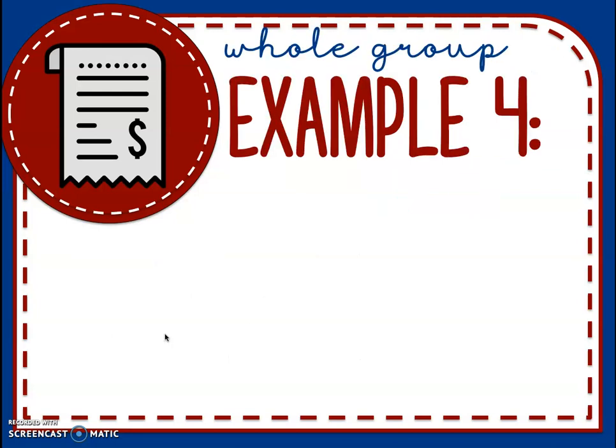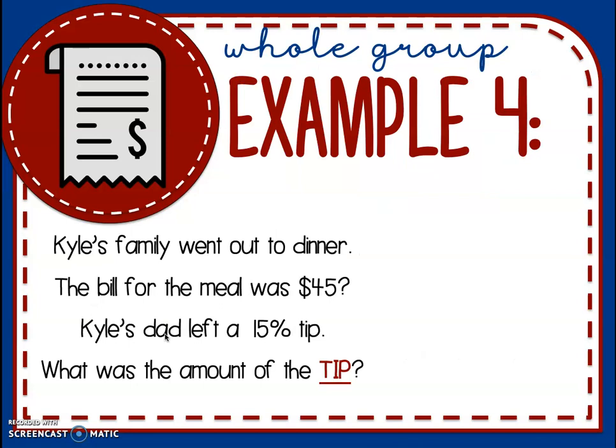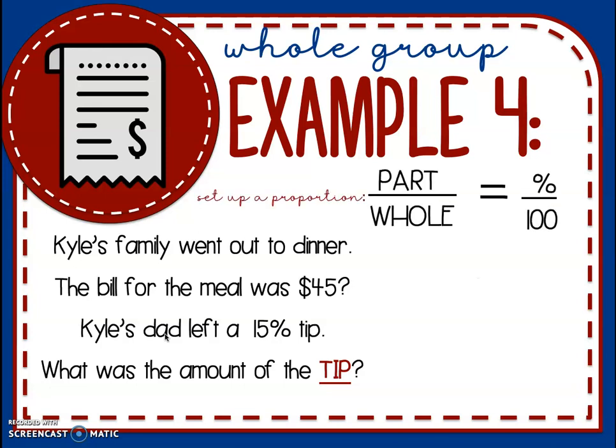Okay. All right, so let's look at an example. It says Kyle's family went out to dinner and the bill for the meal was $45. Kyle's dad is going to leave a 15% tip. So what is the amount of the tip? So this one's just asking what would he be leaving as the tip. So we're still going to set up our proportion. Okay. It's a real world problem, so use your part over whole. And we know that the total for the bill was $45. So our whole is 45.